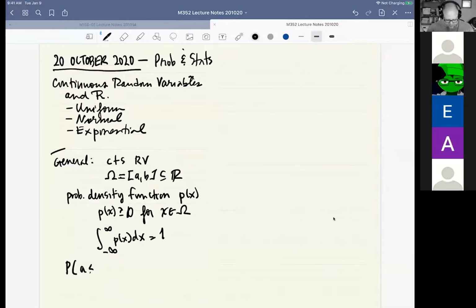With continuous random variables, what we're interested in is calculating the probability that our random variable falls within an interval. With discrete random variables, we are interested in the probability that our random variable equaled something. Continuous random variables, it's different, where we want to know the probability that our random variable falls within an interval. And the way we calculate this is with an integral.